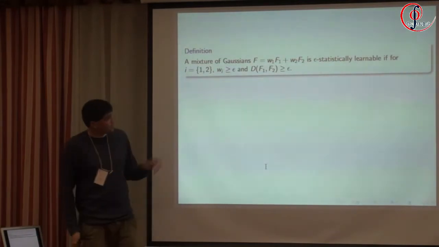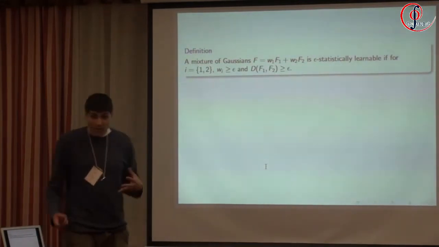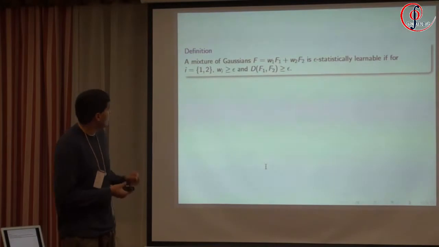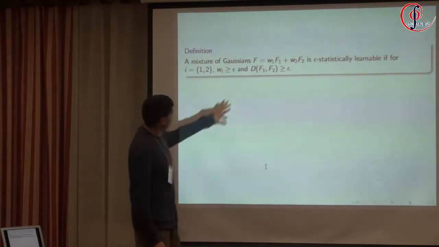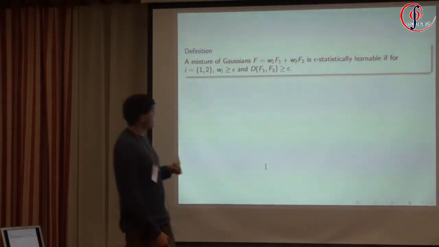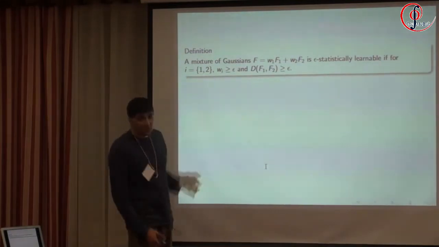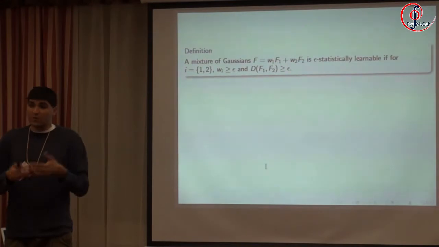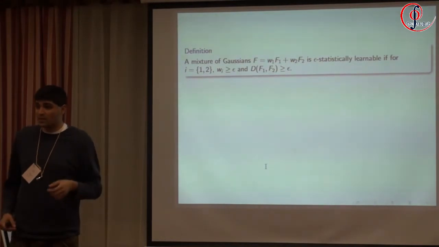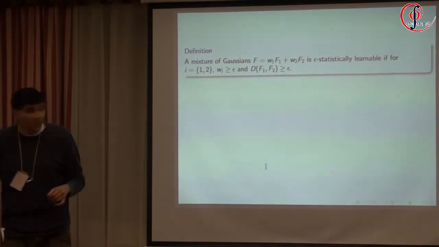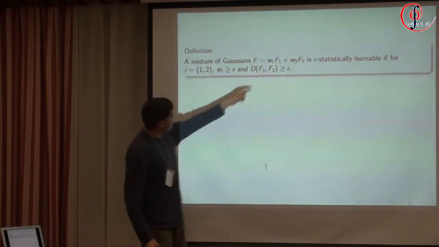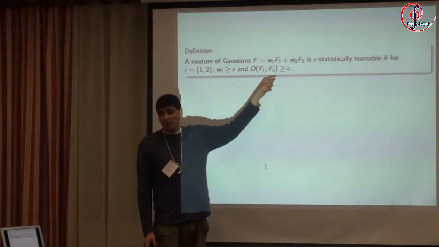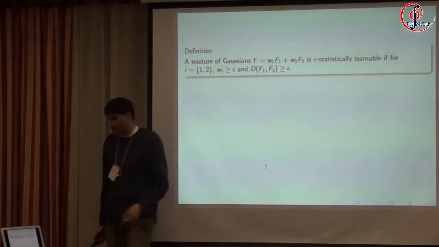So let me just set up some definitions that tell you the main theorem, and then I can sketch for you the ideas. I'm going to say that a mixture of two Gaussians is epsilon statistically learnable if each of the mixing weights is at least epsilon, and the statistical distance between the two components is also at least epsilon. So we're in a totally different regime. These two Gaussians just need to be non-negligibly different from each other in order for these algorithms to work.